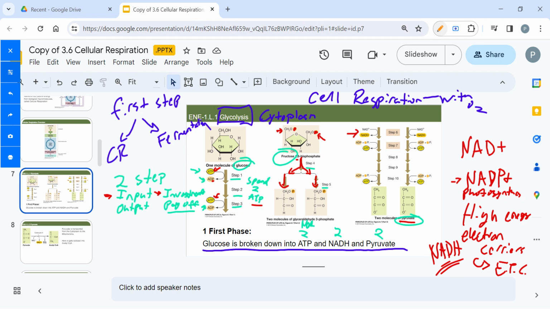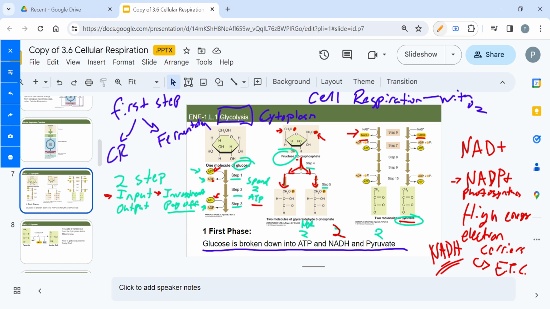Making ATP on top of it is kind of nice, but this is where I can get the most bang for my buck. So I made 1 NADH, but there are 2 of these molecules I made, so this happens twice. So 1, 2, there are my 2 NADHs that I just accounted for, right?